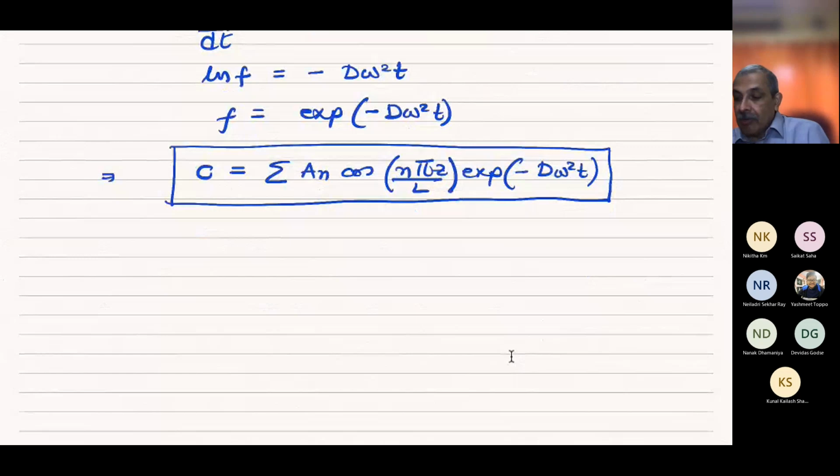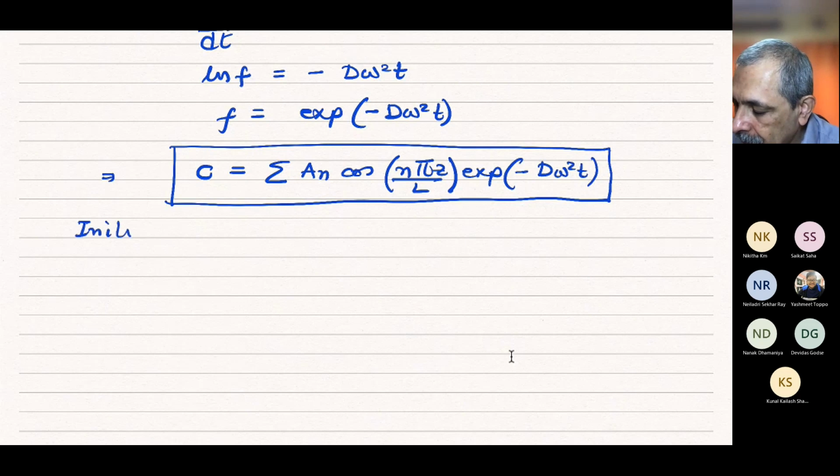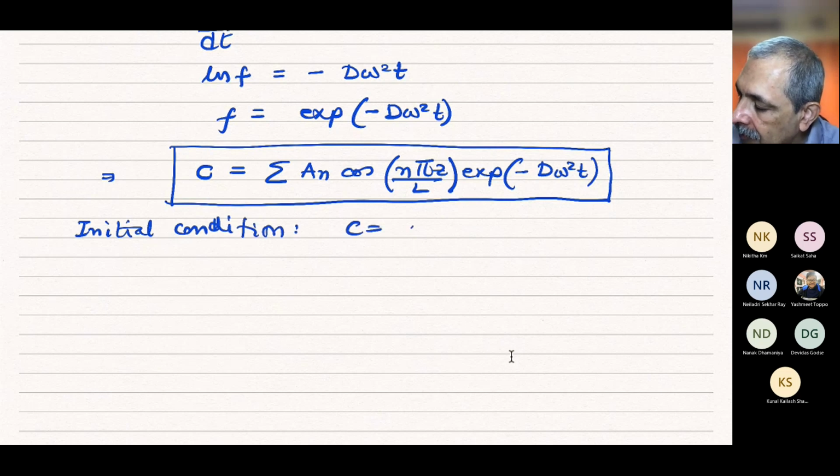And we can get what these constants A_n are depending on what the initial condition is. So what did you start with? Where C is equal to some C0 of z. So if C0 of z is given, then you can easily find out what A_n is in this series. Let us start off with the simplest sort of case.